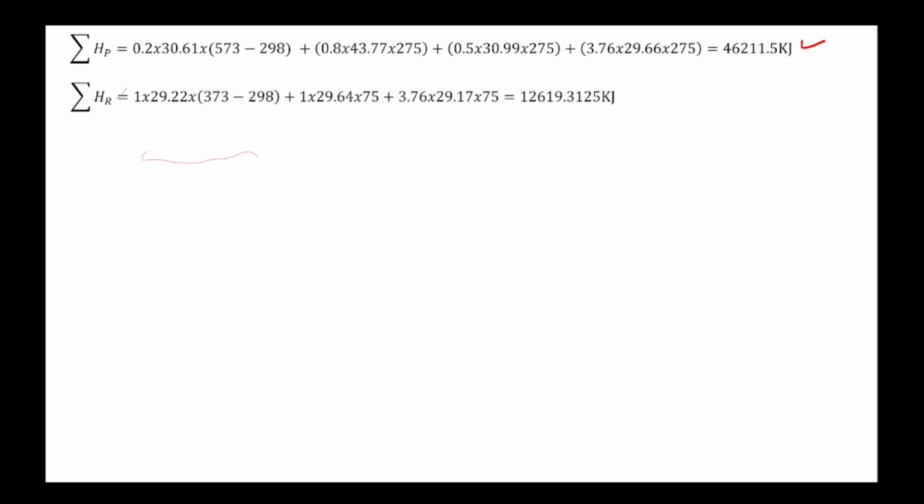For reactant, one is for CO, one is for O2 because we are feeding it. It is converting later, and 3.6 is for N2. So we will get this. Put all the values, you will get this. So it is coming in minus, and this is heat released.